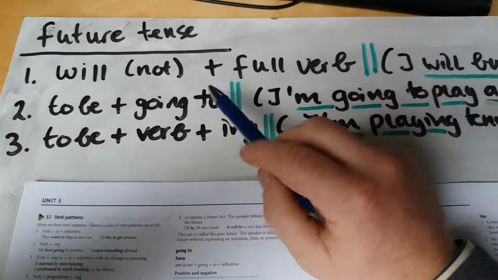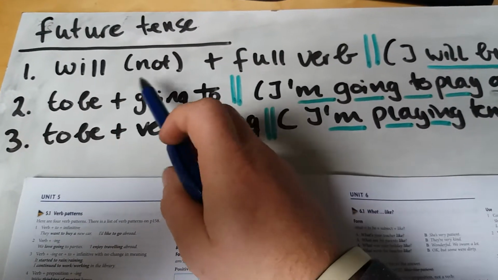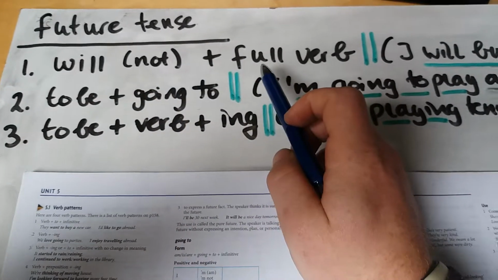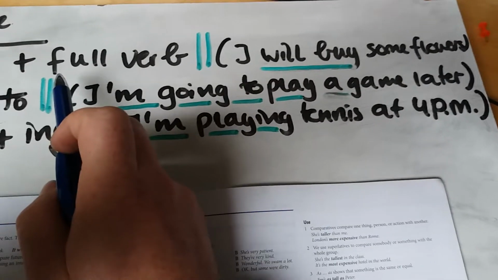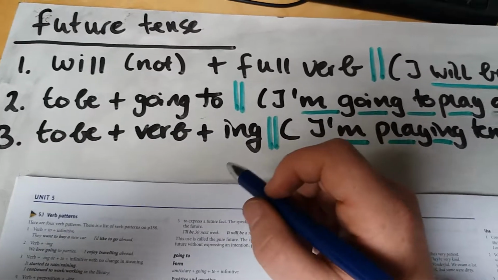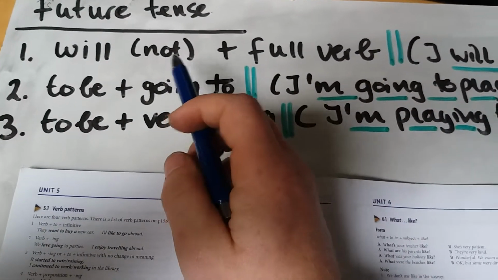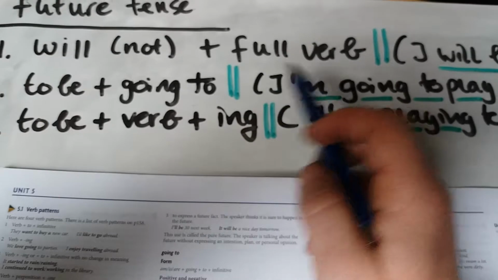The first one is you take the word will, or when you're negative, you go will not, plus the full verb. So, for instance, I will buy some flowers, or I will not buy some flowers. I will talk to him later. I will not talk to him later. So we have the word will plus not, negative, plus the full verb.